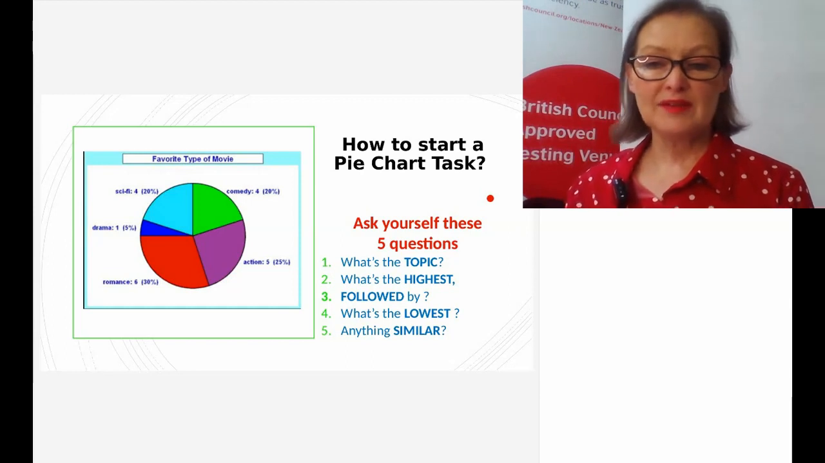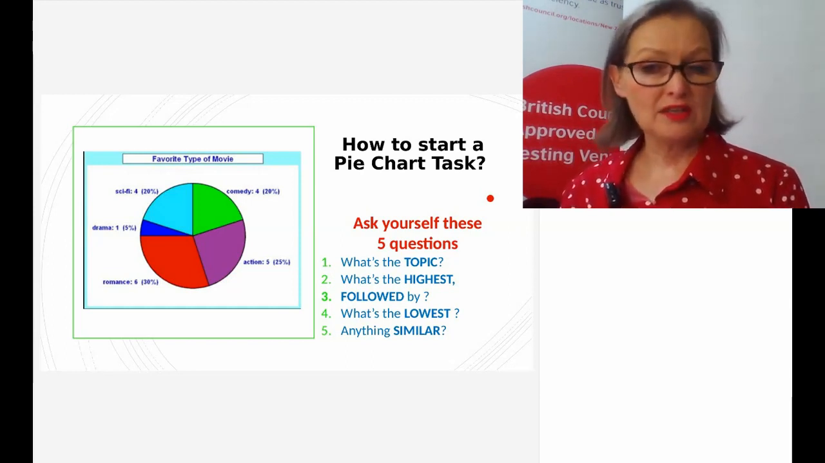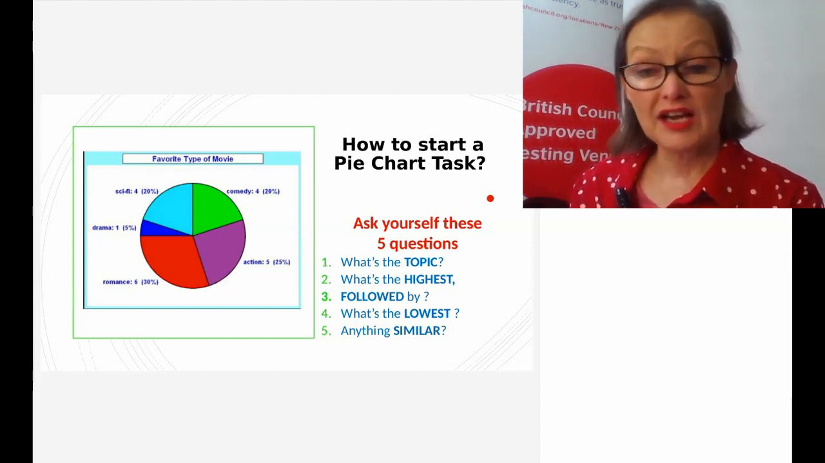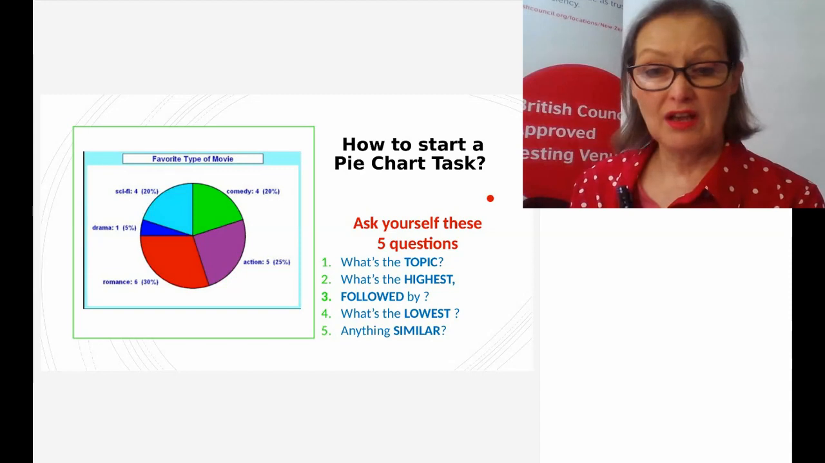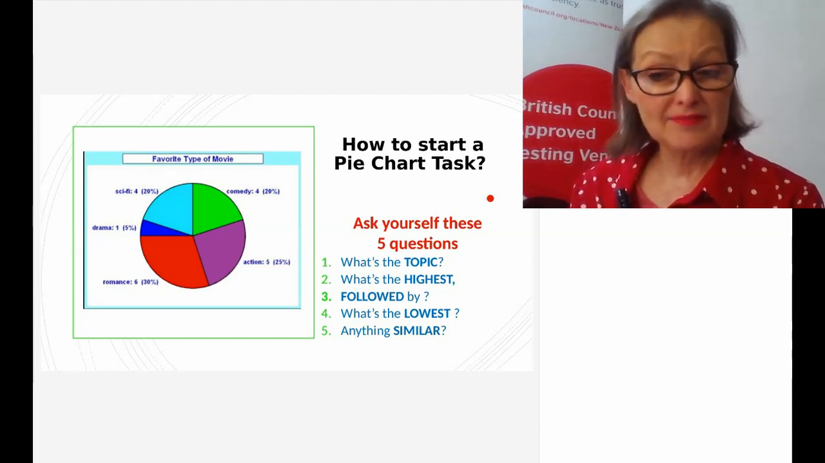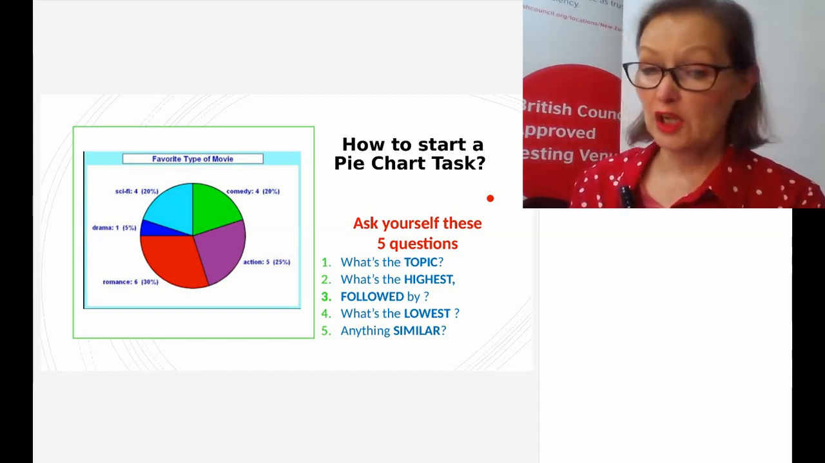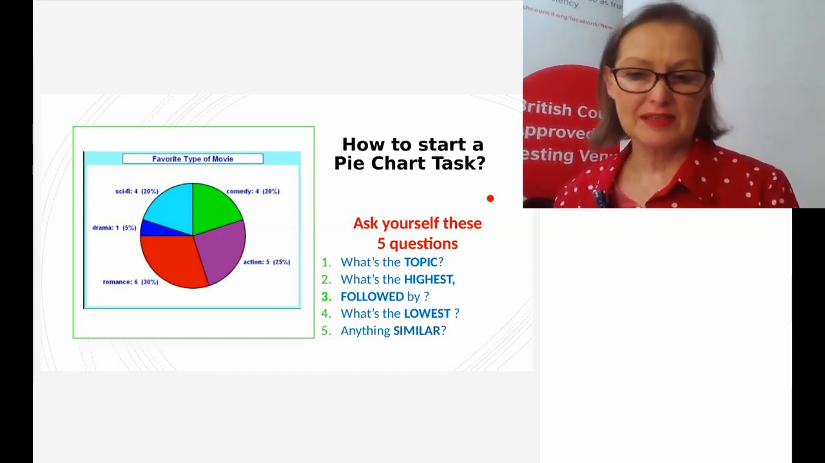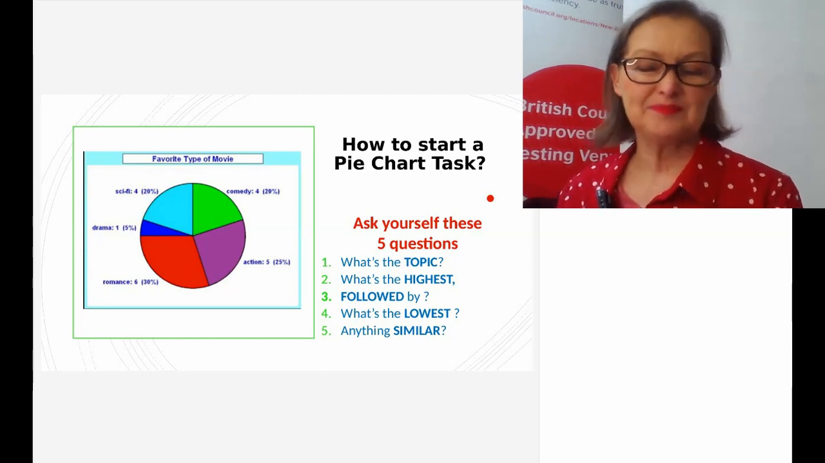So once again, question 1, what's the topic? Question 2, what's the highest percentage? Followed by, what's the lowest? And is there anything the same, or is there anything similar that we can compare?